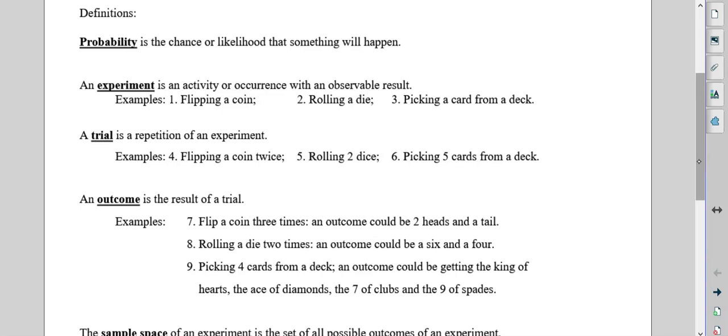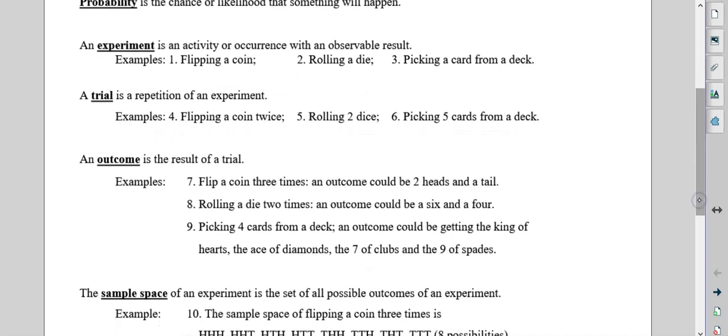If you think about it, you say, oh, this will probably happen, okay? So, you have an experiment. Not like a science experiment, maybe for a science fair, but an experiment is an activity or occurrence with an observable result. Now, you observe results in a science experiment, but this is more like flipping a coin, rolling a die, picking a card from a deck, all right?